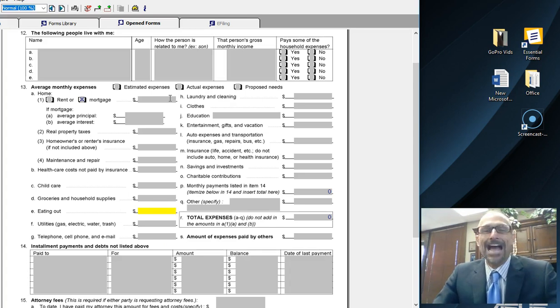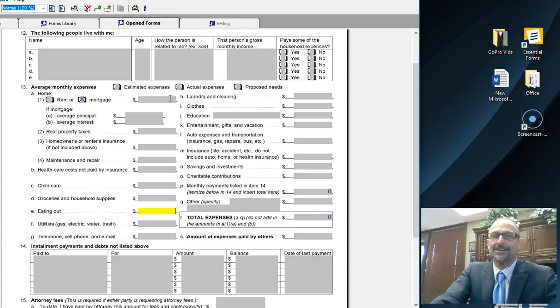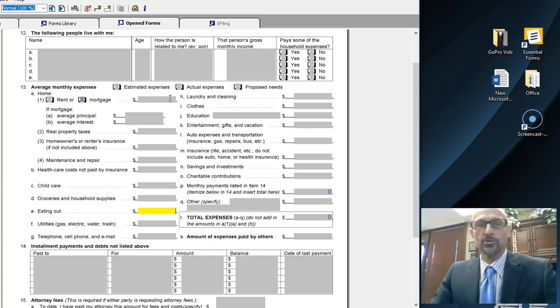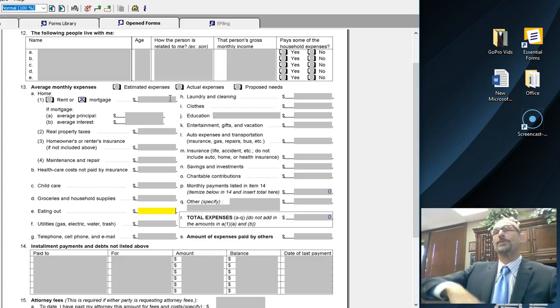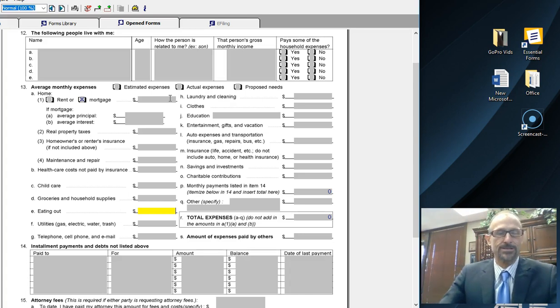E is eating outside the home. Remember lunches. Remember restaurants. If you sneak through McDonald's with the kids every Saturday, make sure you include that in eating outside the home. I guarantee you there's a little bit of cost there. There could be a huge amount of cost there. Depends on your lifestyle.